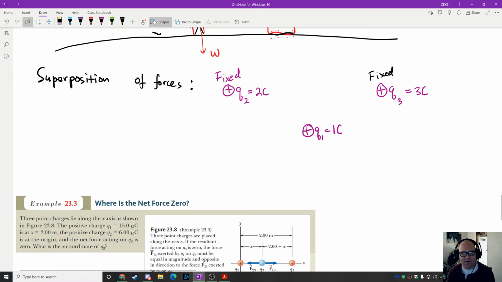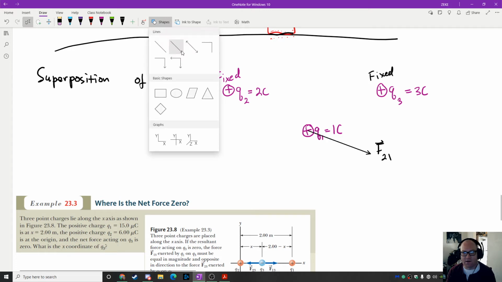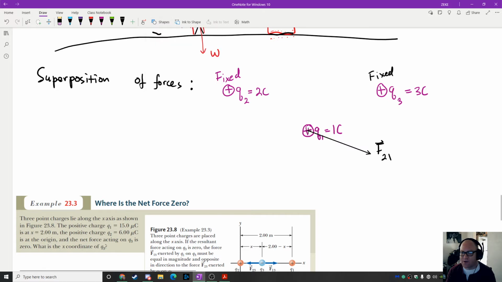We can do the same thing for Q3. We would say, okay, well, there's a force of Q3 on Q1. The force that Q1 experiences due to Q3, what direction does it point? The force of 3 on 1, what direction would that point? Down and to the left. Down to the left, that's right. So let's draw a little vector in here. Now, is it going to be bigger or is it going to be smaller than the force from Q2? Should I make it the same length?